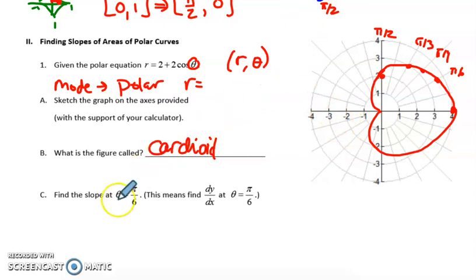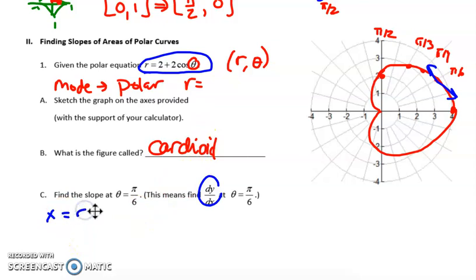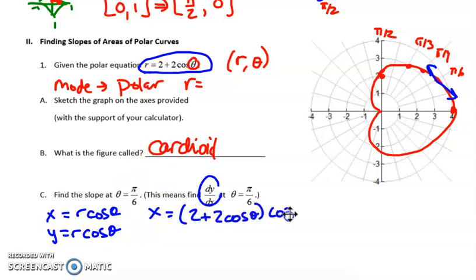Now, if they ask you to find the slope at pi over 6, we're going to have a negative slope right there. That means we need dy/dx where theta equals pi over 6. Well, we don't have any x's or y's. We have r equals 2 plus 2 cosine theta. So we have to go to x equals r cosine theta and y equals r sine theta that I mentioned on the first video in this lesson. These are the standard equations to convert from polars to rectangulars. So in our case, x equals 2 plus 2 cosine theta times cosine theta, y equals 2 plus 2 cosine theta times sine theta. So I now have x and y.